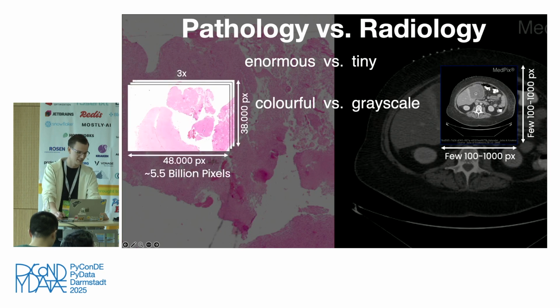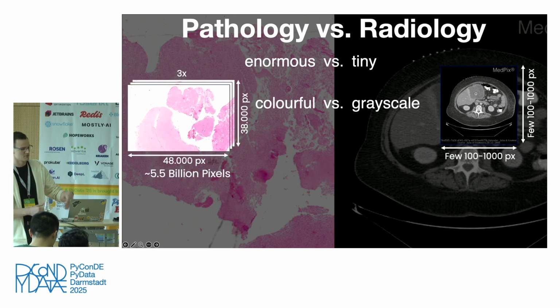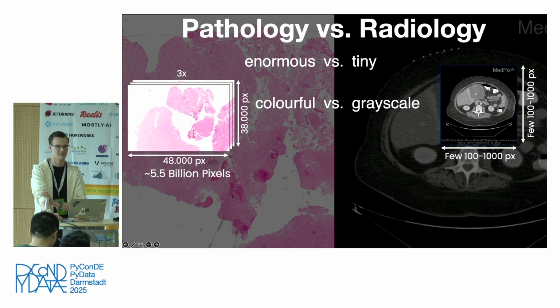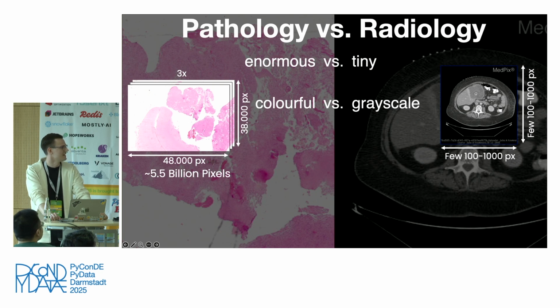To illustrate this point a little bit, in pathology we work with so-called whole slide images, which range, in this case with a very, very tiny whole slide image, 50 by 40,000 pixels. The larger ones are actually 100 by 100,000 pixels. If you multiply this by the 3 color channels, you get around 5.5 billion input parameters for your machine learning model, while radiologists only have their 100 to 1,000 pixel images and only grayscale information.